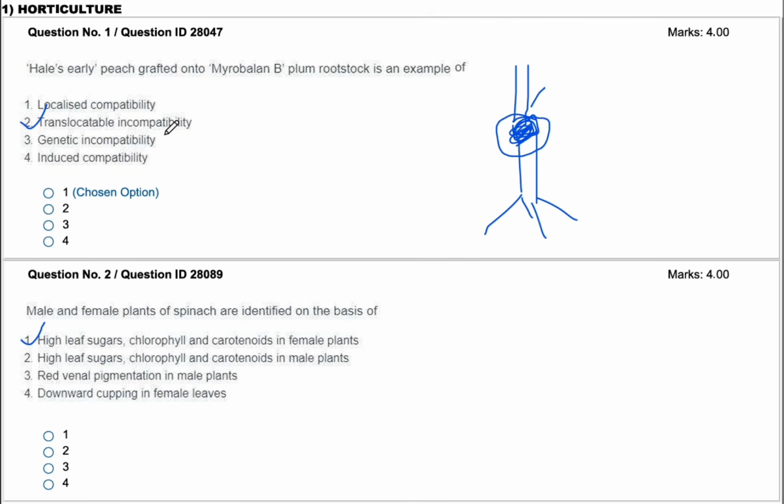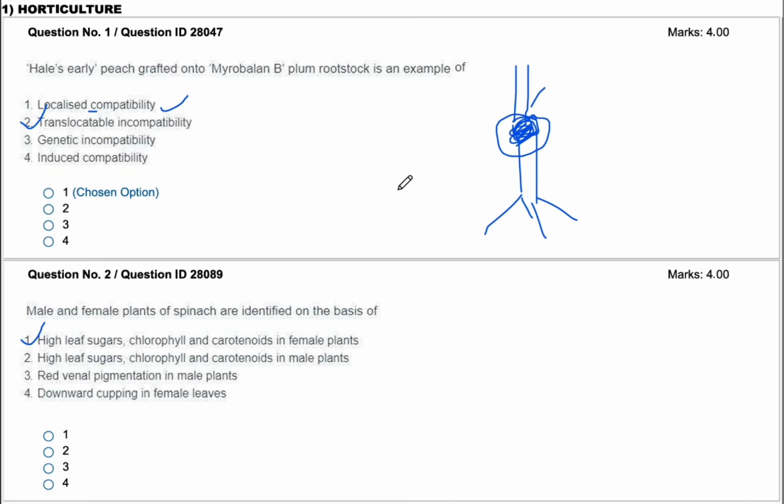So here there are different types of incompatibilities. It can be localized incompatibility, translocated incompatibility, delayed incompatibility, etc. So the option given is localized incompatibility. Okay, before moving on to that, the answer of this question, Hale's Early peach grafted onto Myrobalan B plum rootstock is an example of translocatable incompatibility. So the question is focused on incompatibilities, and let's see what a localized incompatibility is.